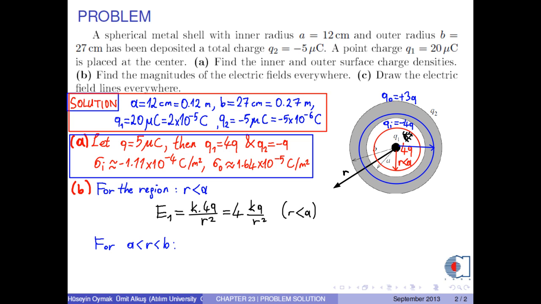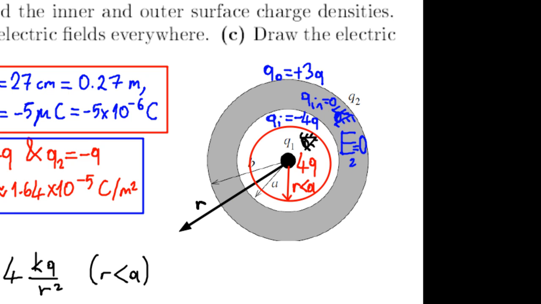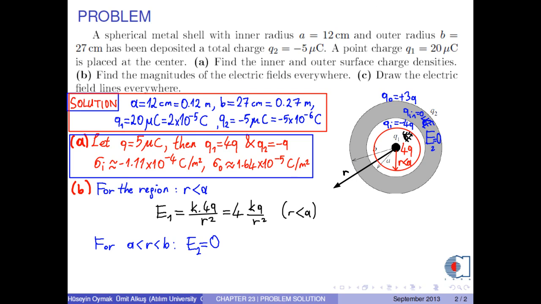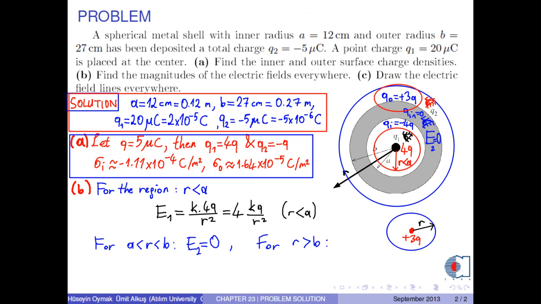For the region where r is greater than a and less than b, that is inside the metal shell, the electric field is 0. Because if we look at the inside, we don't see any charge there. Finally, in the region where r is greater than b, that is outside the whole sphere, we see only the charge on the outer surface, which is 3Q. Therefore, the electric field is calculated as 3kQ over r squared.